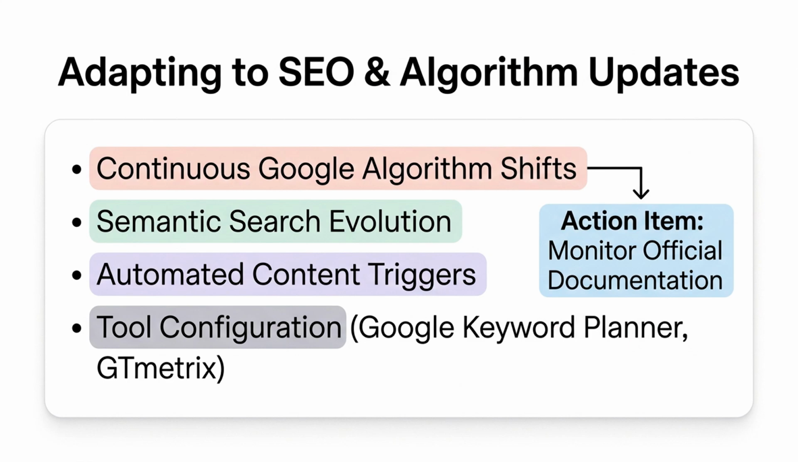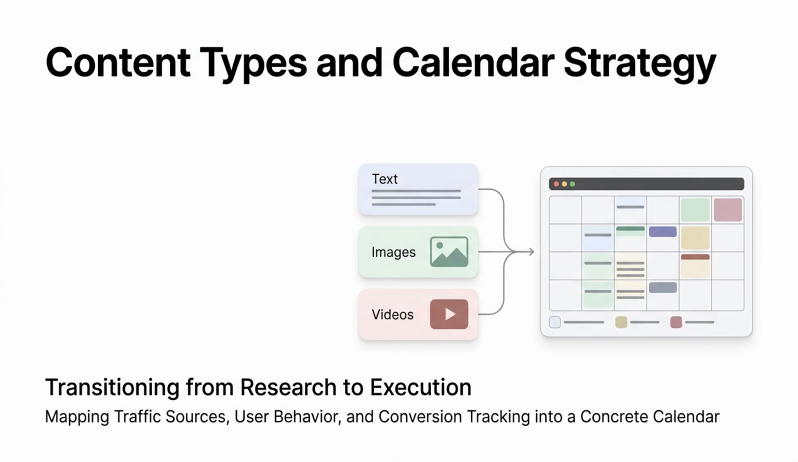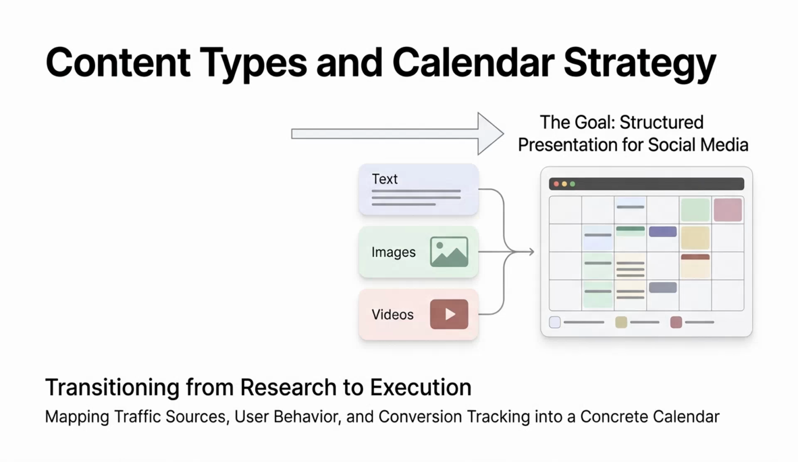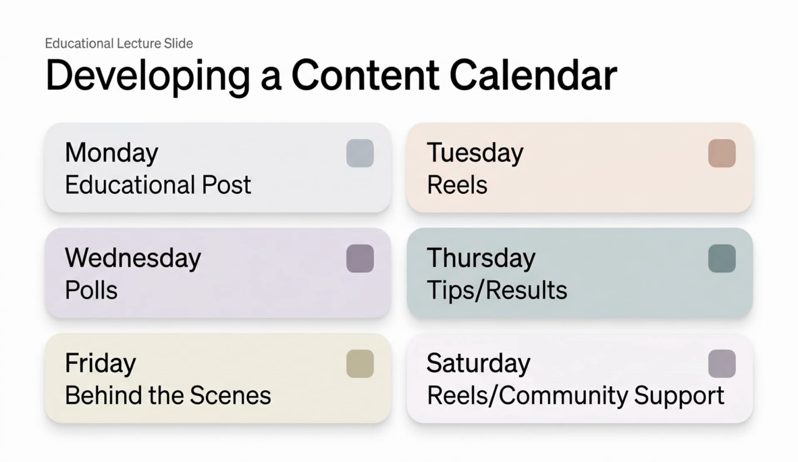Continuing from our previous discussion on content research, we now shift our focus to execution. We've looked at traffic sources, user behavior, and basic conversion tracking. Now, the goal is to take all that detailed research and structure it into a practical format for online presentation, specifically for social media. The main objective here is to figure out exactly how to present these different content types online. We need a system to organize what we post and when we post it, ensuring our strategy is actually implemented effectively. Let's look at how to build that content calendar.